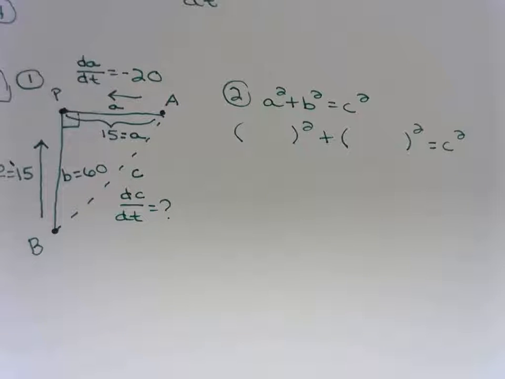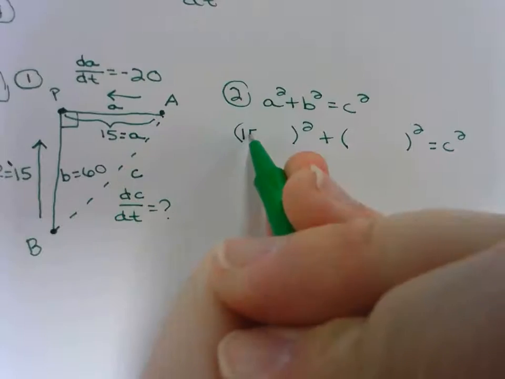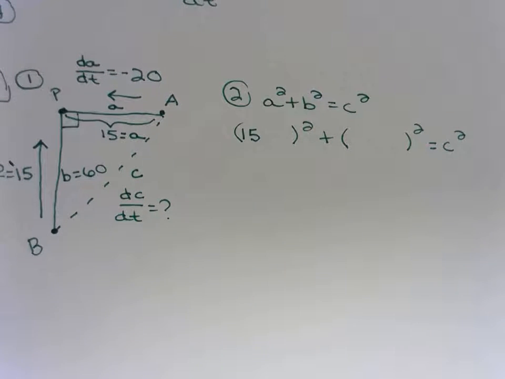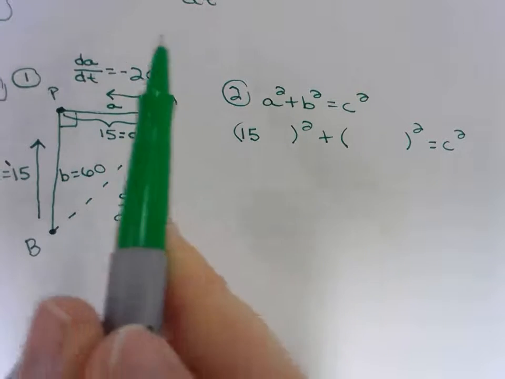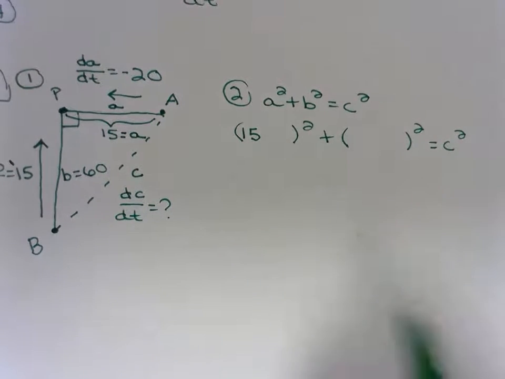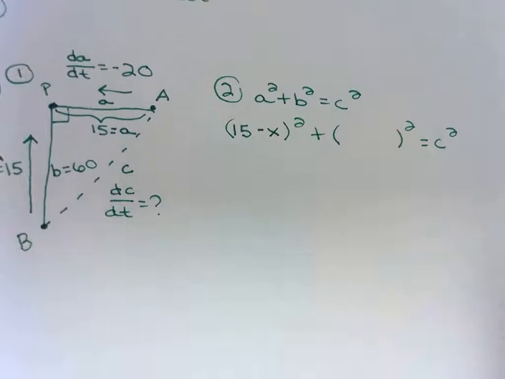I'm moving left, I'm moving west. So what distance do I start with? 15. I start with 15 because A is the distance. So I want to know the distance after so much time has passed. So it's going to start with 15. I'm moving west at negative 20 miles per hour. This is going to be X. X is going to represent how far I am after an hour. So it's going to be 15 minus how far I go after an hour.